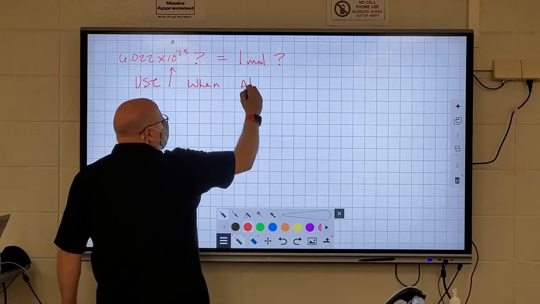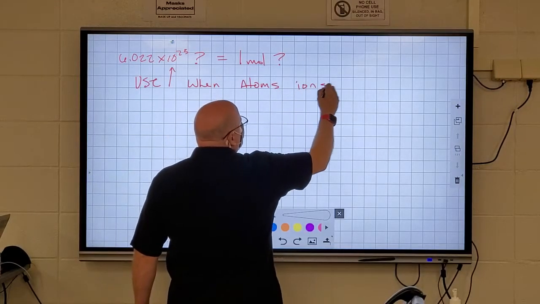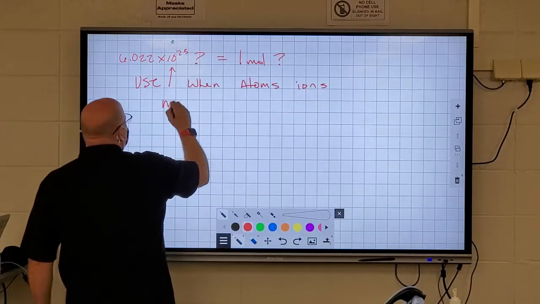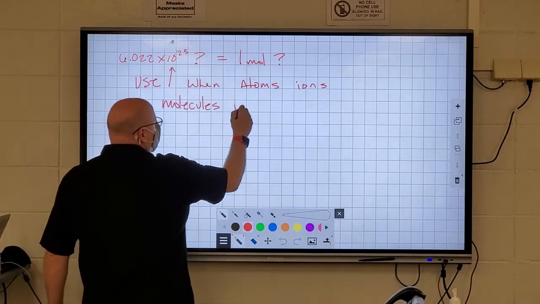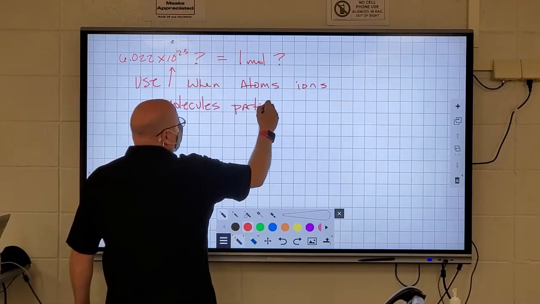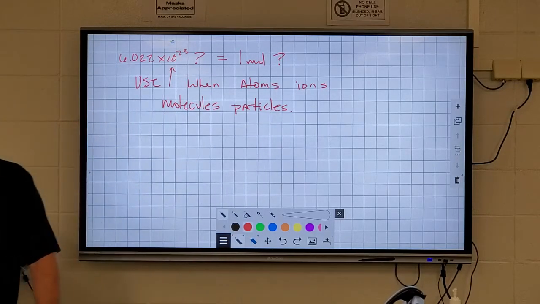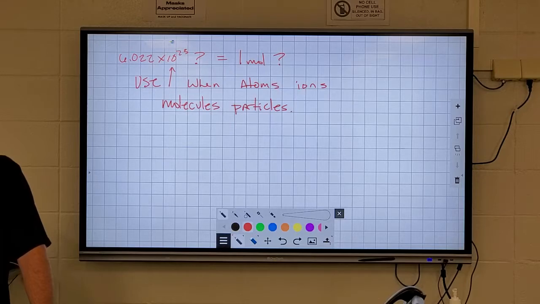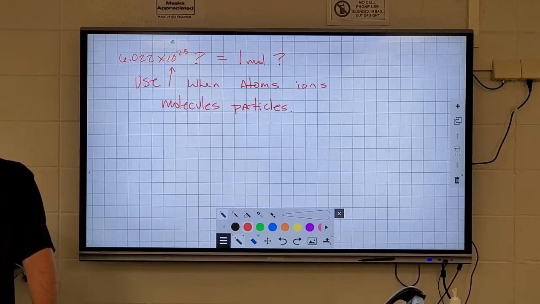atoms, ions, molecules, particles, that's when you want to use it. Okay? If it's not asking you those things or giving you those things, don't use it. It's not something that's commonly used for us.